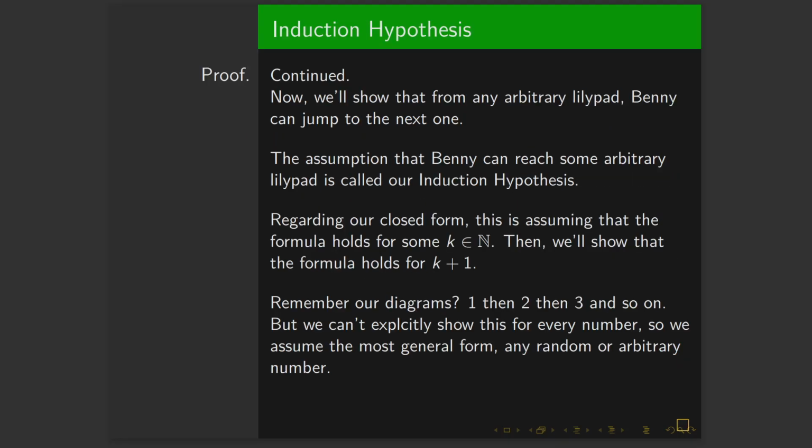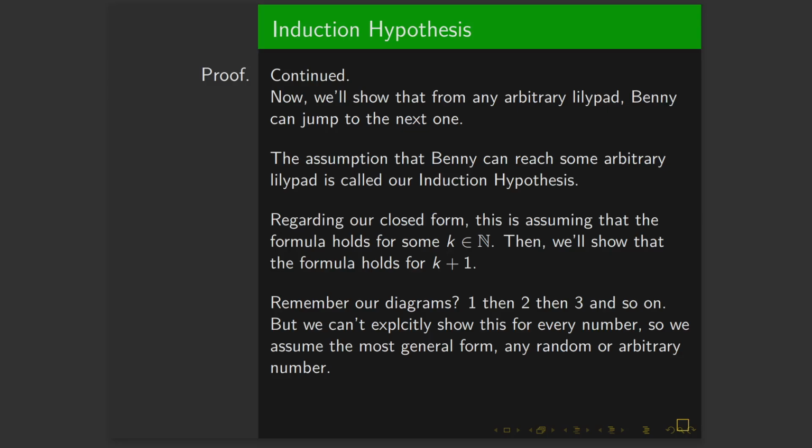Now we'll go prove the second thing, that Benny can go from one lily pad to the next lily pad. So we have to show that Benny can go from lily pad k to lily pad k plus 1. The assumption that Benny can reach lily pad k, or that random lily pad that we chose, is called our induction hypothesis. When we think about this in our closed form or our formula, what we're assuming is that the formula holds for some k in the naturals. Then we want to show that it holds for k plus 1. Remember what's happening here?